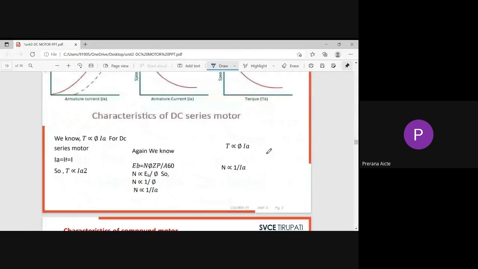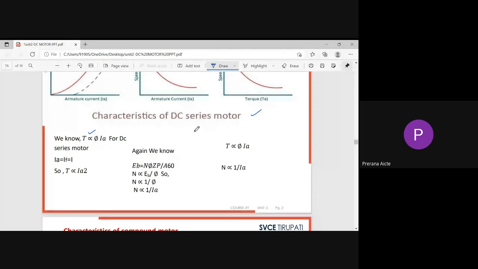Next, coming into characteristics of DC series motor. Again we are going to understand the basic equation, that is nothing but T directly proportional to phi Ia.